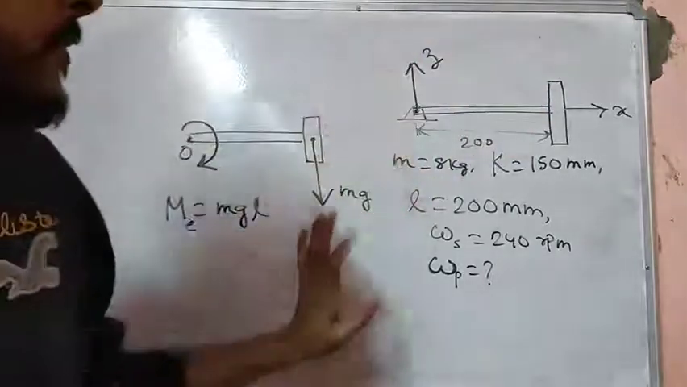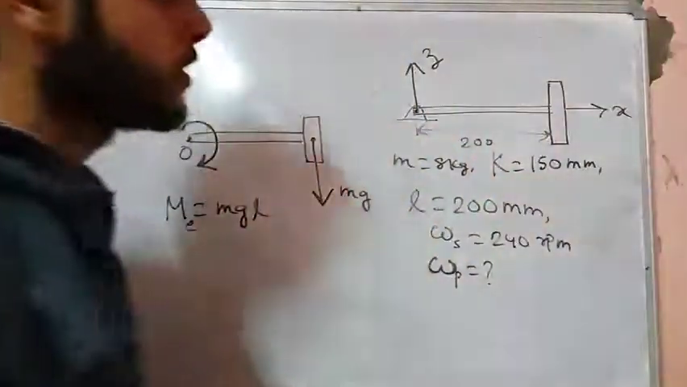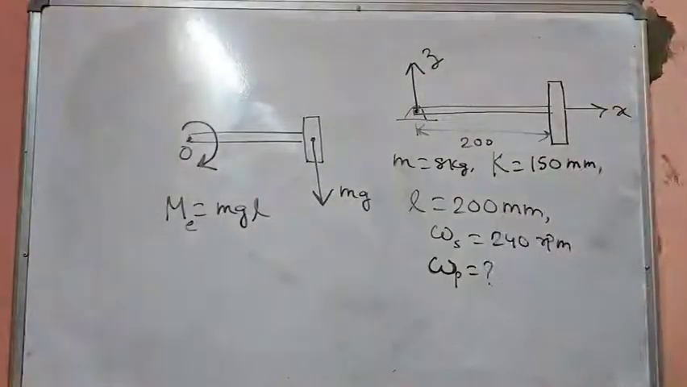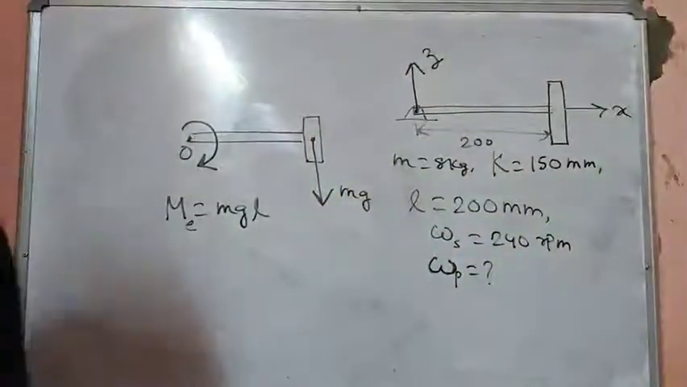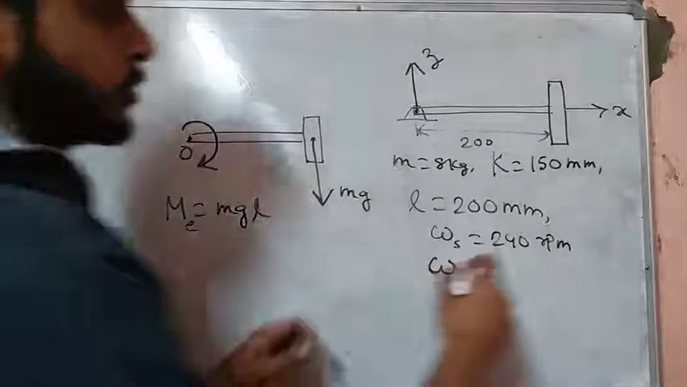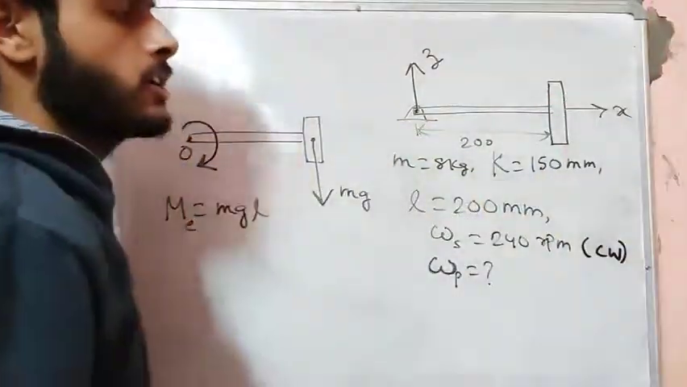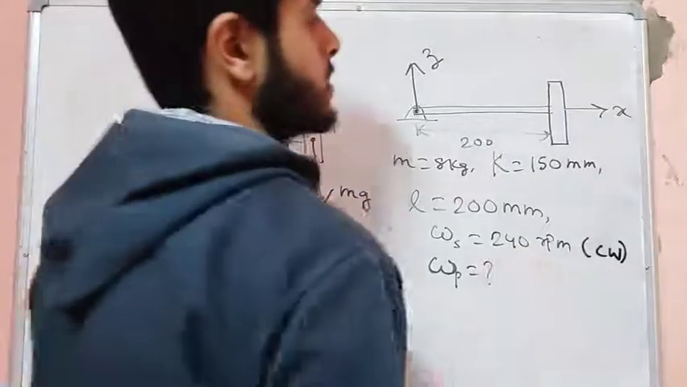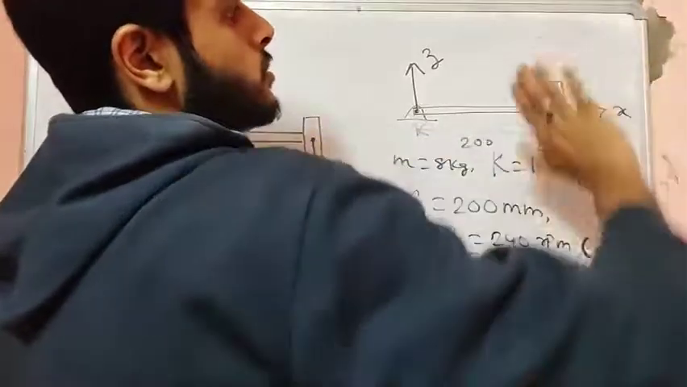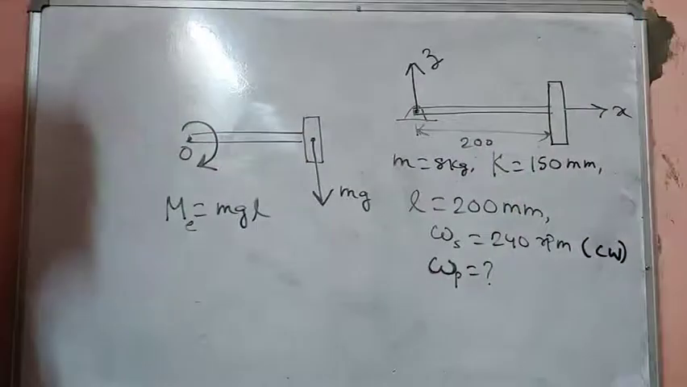The disc is spinning, and the direction of the spin is given as clockwise. So omega s is clockwise if we are looking from this direction, which means the disc is rotating like this. So omega s is in this direction.